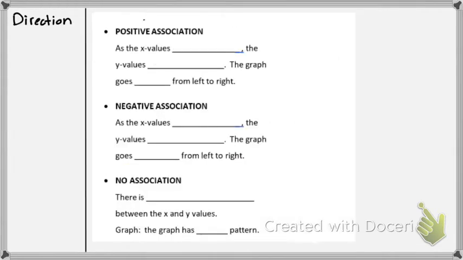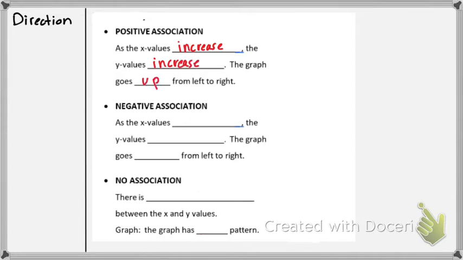First, the direction. There are three types of directions: positive association, negative association, and no association. Association is another word for relationship. In the first one, we have a positive association. It says as the x values increase, the y values also increase, and the graph goes up from left to right.